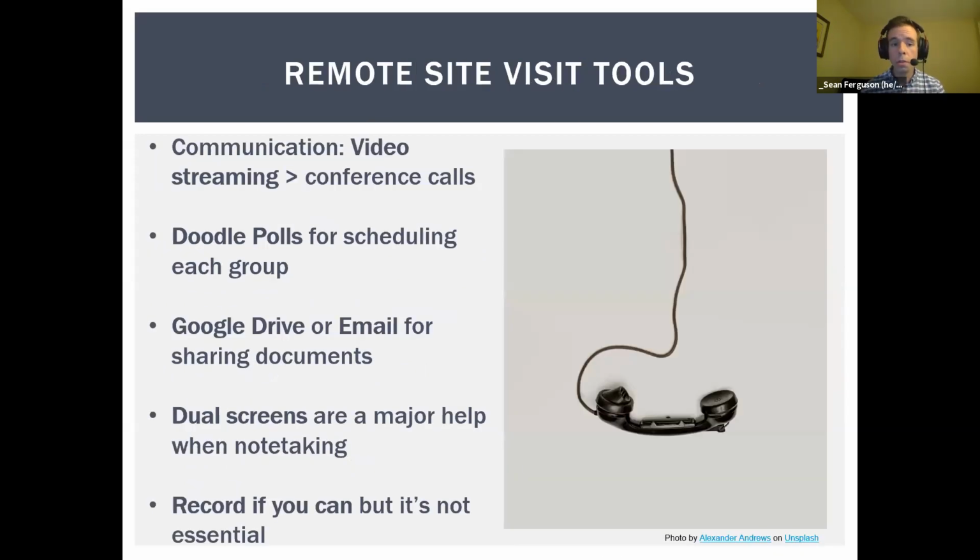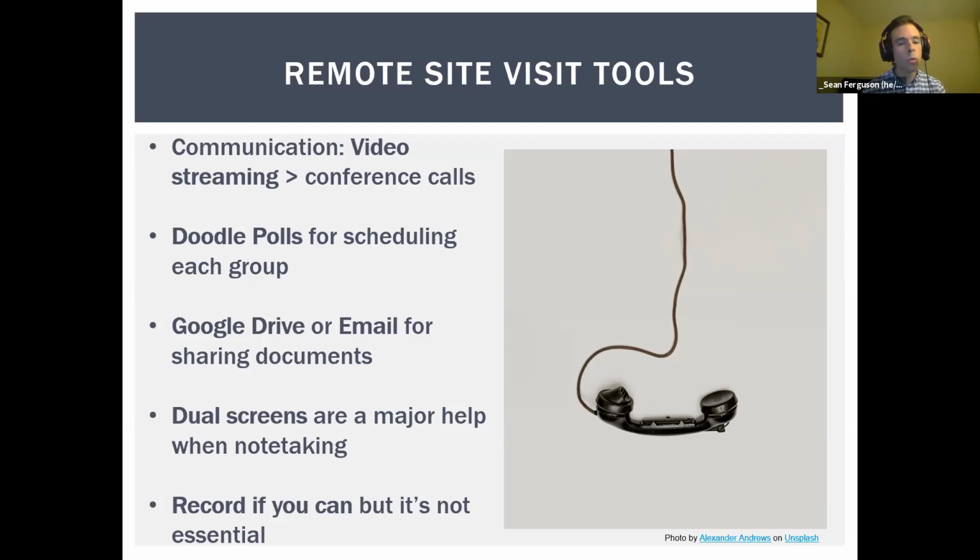A couple of tools, some very practical tips for how to do these remote assessments. In terms of communication, I think we've all learned it, but video streaming is so much better than conference calls. When you're working with 3 or 4 people on the phone, it's very hard to tell who's talking. And when you are doing an assessment, you really do need to know who says what, especially if you quote somebody. You better have that attribution accurately represented. So I would say video streaming is just more personal, but also clearer for you as the peer assessor.